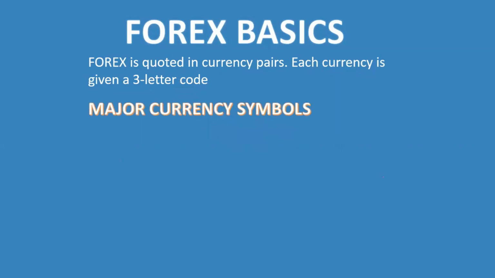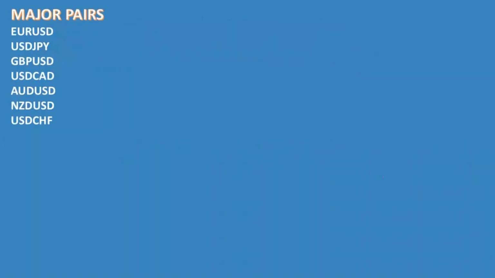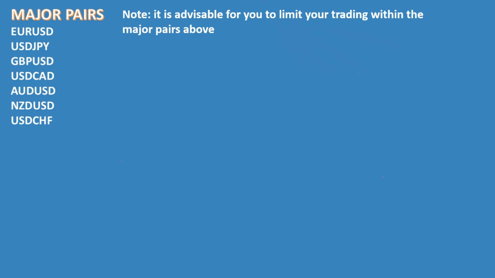Major currency symbols. We have the euro, we have the US dollar, we have the British pounds and all of that. This one is exotic pairs. All right, I'm still going to talk on that later on. So these are major pairs: Euro USD, USD JPY, Great Britain pounds USD, USD CAD, Australian dollar USD, New Zealand dollar USD, and USD CHF. These are the major pairs. And then take note, it is advisable for you to limit your trading within the major pairs above. That's what I mean by I'm going to emphasize on that exotic pairs.